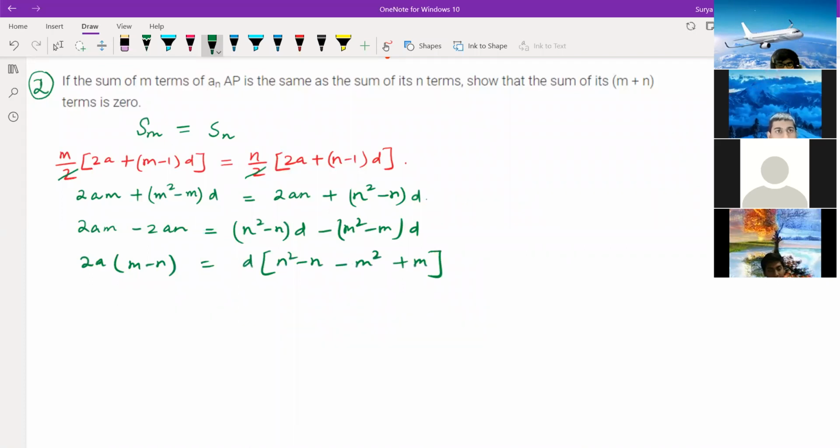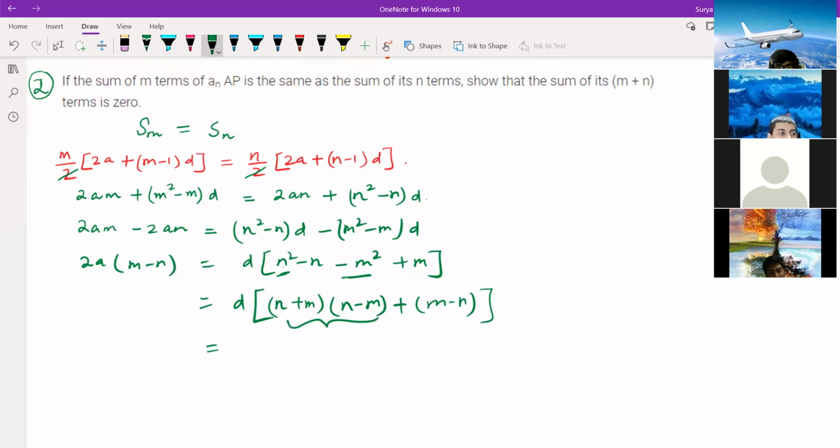So again what can we write? m minus n is coming. So we can take d common. Here n square minus m square, we can write as n plus m and n minus m. And minus m minus n is there. So m minus n. So again we can write here.